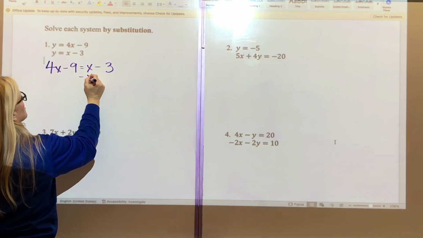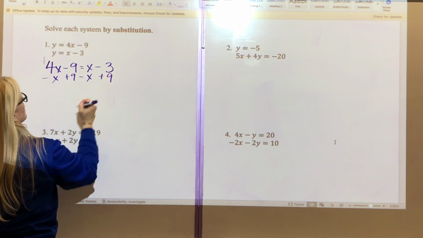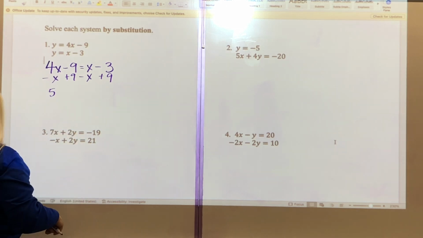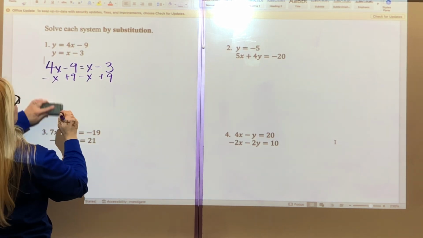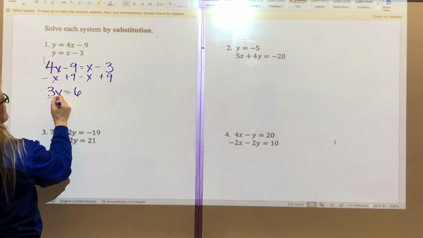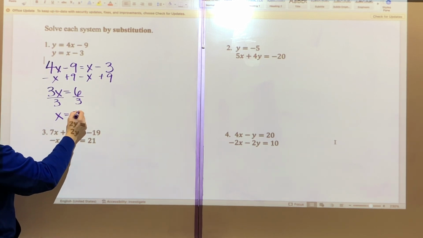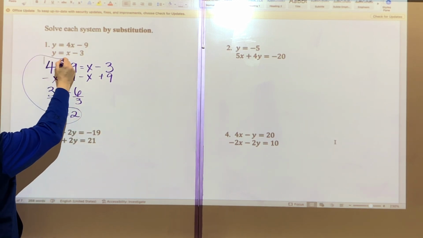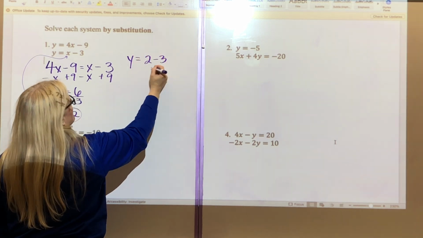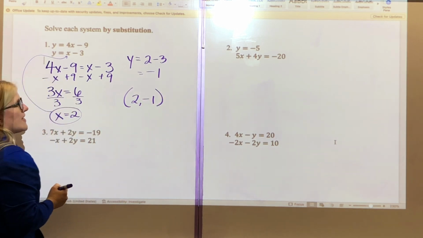So I combine like terms. I'm going to subtract x from both sides and add 9 to both sides. So that's 5x, just kidding, 3x equals 6. Divide by 3, we have x equals 2. Now we take that 2 and plug it into one of these, and we get y equals 2 minus 3, which is negative 1. So my answer is (2, negative 1).